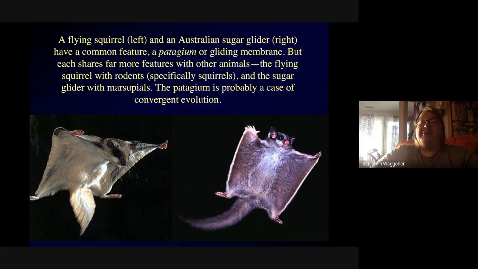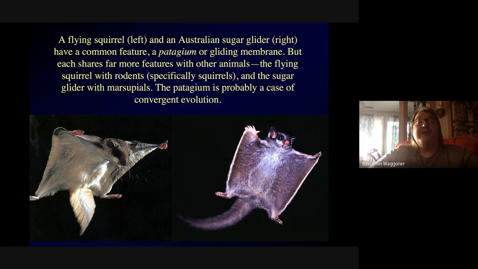That's an Australian mammal. And you can see that they've both got this gliding membrane. It's called a patagium, this squarish, furry membrane from wrist to ankles that enables them to glide. But if you look at the totality of the anatomy, not just the patagium, each one shares far more features with other animals than they do with each other. Flying squirrels are rodents. They've got tooth gaps and incisors that grow throughout life, so they have to keep gnawing them down.